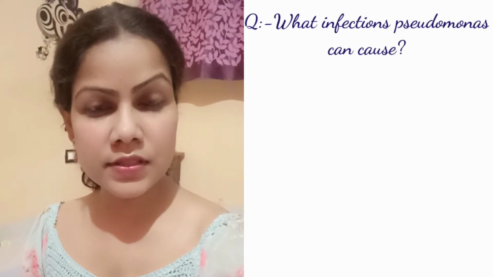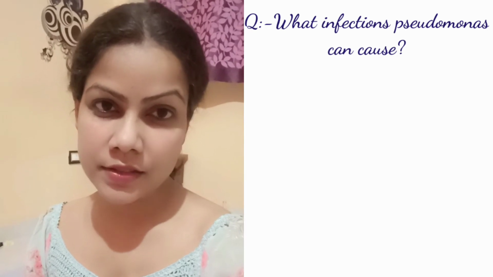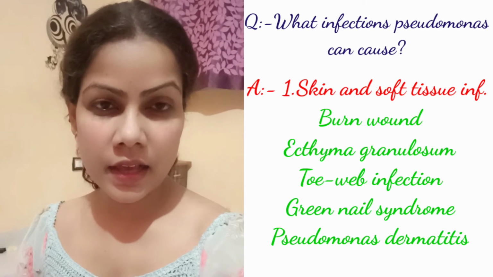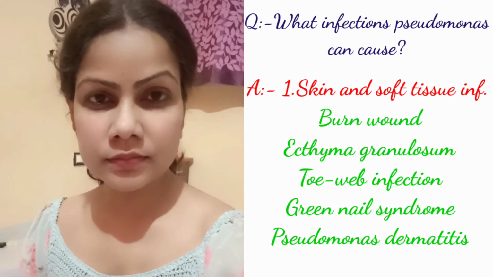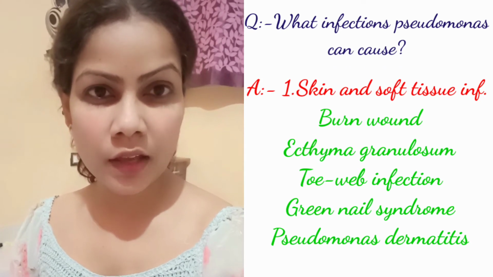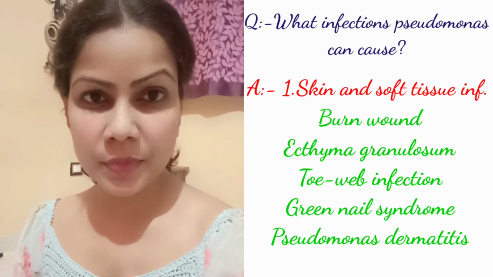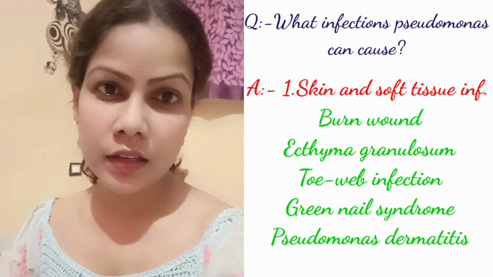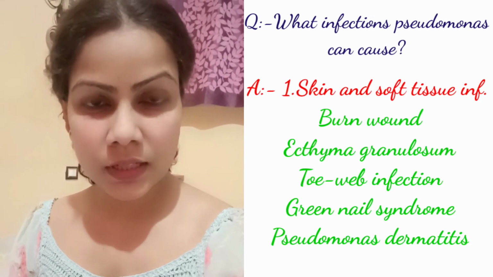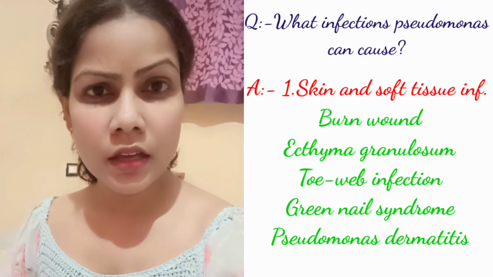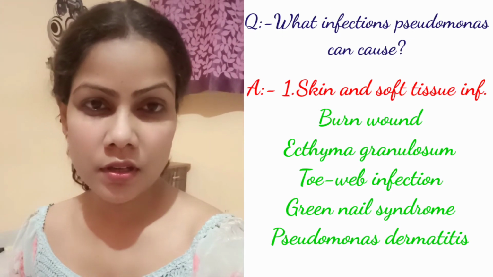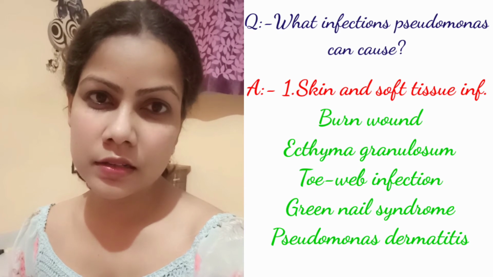What infections can Pseudomonas cause? The answer should be, Pseudomonas can cause skin and soft tissue infection, which includes infection of burn wounds, ecthyma gangrenosum in AIDS patients or patients having neutropenia, toe web infection, green nail syndrome, and Pseudomonas dermatitis in individuals using a spa or swimming pool.